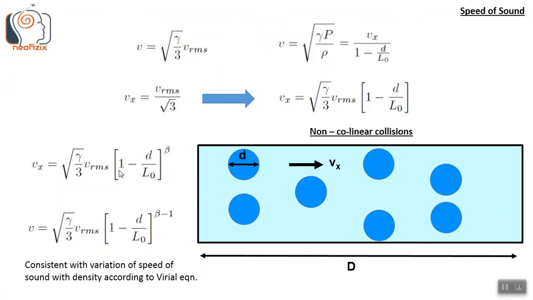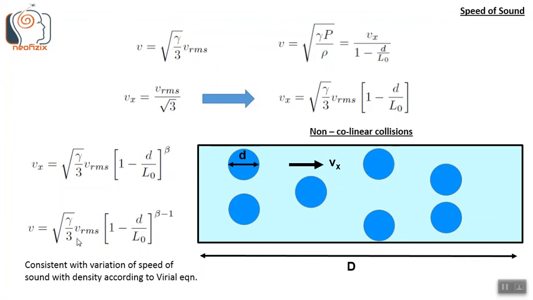If we derive from basic statistical mechanics, we may get a slightly varying expression for this Vx. We may get Vx equal to gamma by 3 VRMS into 1 minus d by L naught to the power of beta. Instead of this exponent, which was 1 here, it could be 1 minus d by L naught to the power of beta. In that case, the speed of sound we get is gamma by 3 VRMS into 1 minus d by L naught to the power of beta minus 1. If beta equals 1, this term goes off, and we just get the speed of sound as gamma by 3 into VRMS.